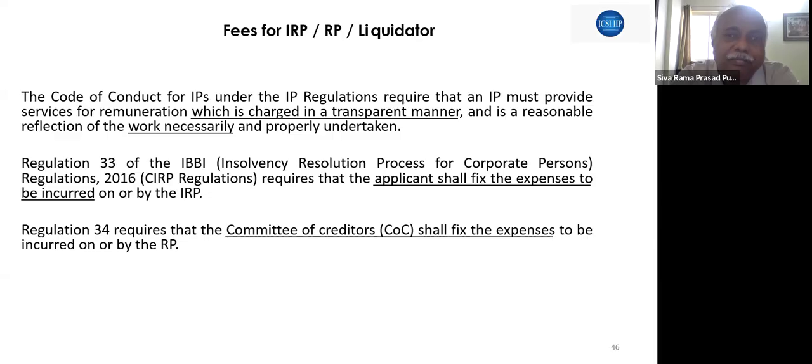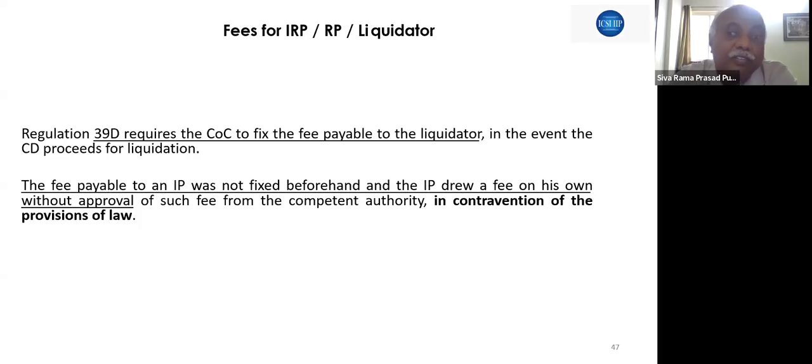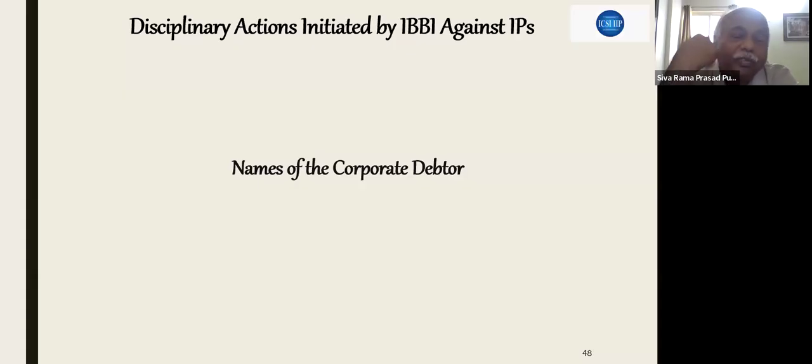Regulation 33 of the IBBI CIRP Regulations, 2016 requires the applicant to fix the expenses to be incurred on or by the IRP. Regulation 34 requires the committee of creditors to fix the expenses to be incurred on or by the RP. And Regulation 39D requires the COC to fix the fees payable to the liquidator in the event the CD proceeds for liquidation. The fees payable to an IP was not fixed beforehand, and the IP drew the fees on his own without approval of such fees from the competent authority, in contravention of the provisions of the law. But what is happening? They are withdrawing without any approval and other things.